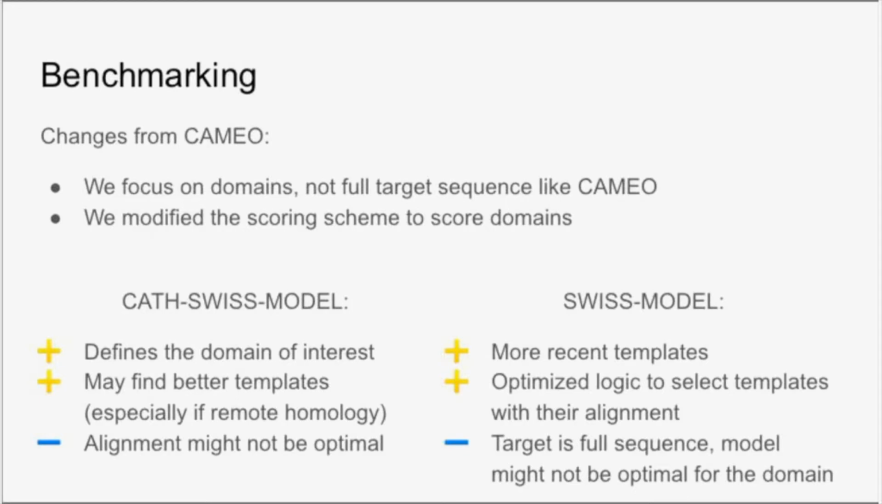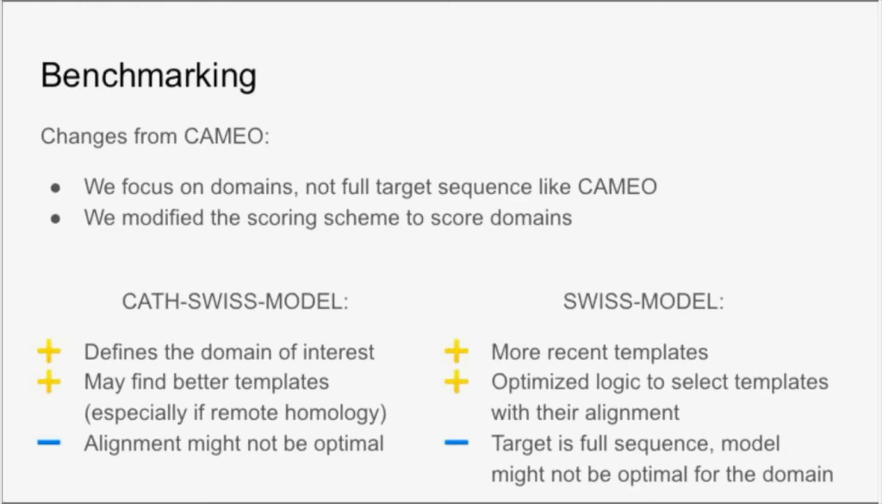So in this specific case, we had to make a few changes to the standard Cameo pipeline, in particular because Cameo focuses on full target sequences, and we're actually interested in domains. And Cameo basically penalizes short models and really wants participants to send models with a larger coverage, but we're not interested in that in this case. So we modified the scoring scheme a bit to score domains instead of the full target sequence, and that basically means cutting the target to the domain.